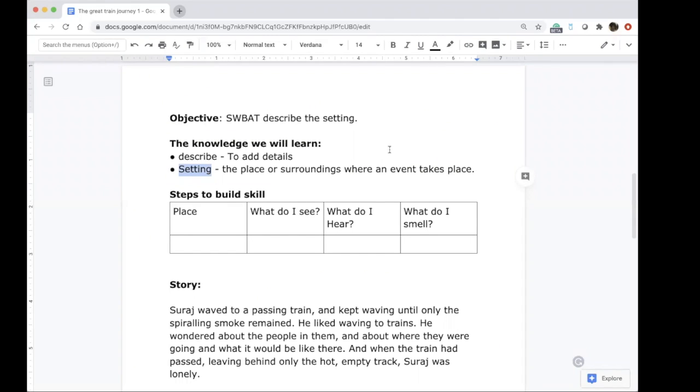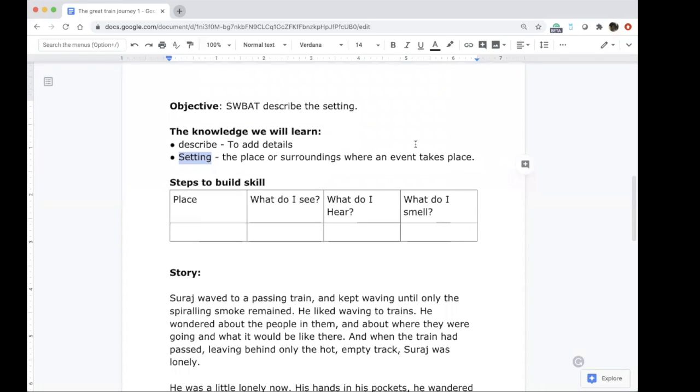Can Yogita tell me another example of a setting? A park. Yes. Why do you think a park is a setting? Because in a park, a lot of people will walk, play. Yes, that is an event. Playing is an event, and that event is happening in the park. So park is a setting.